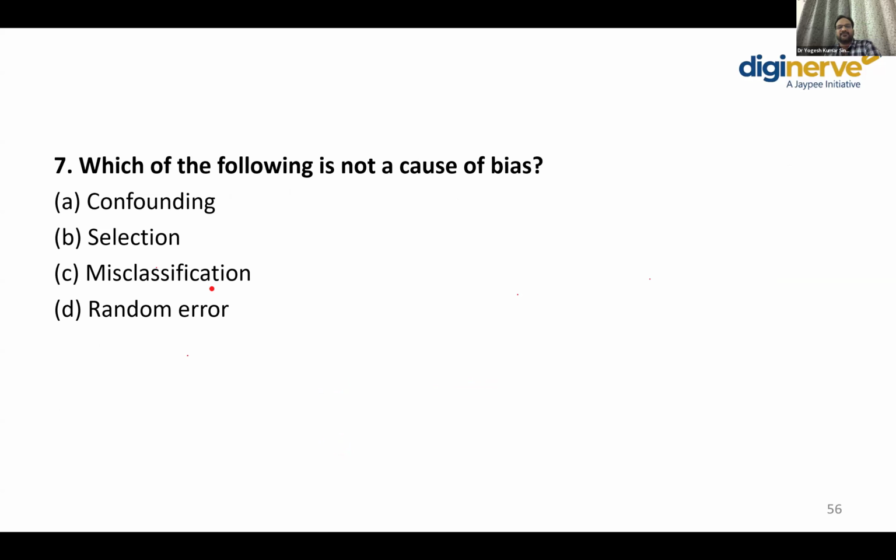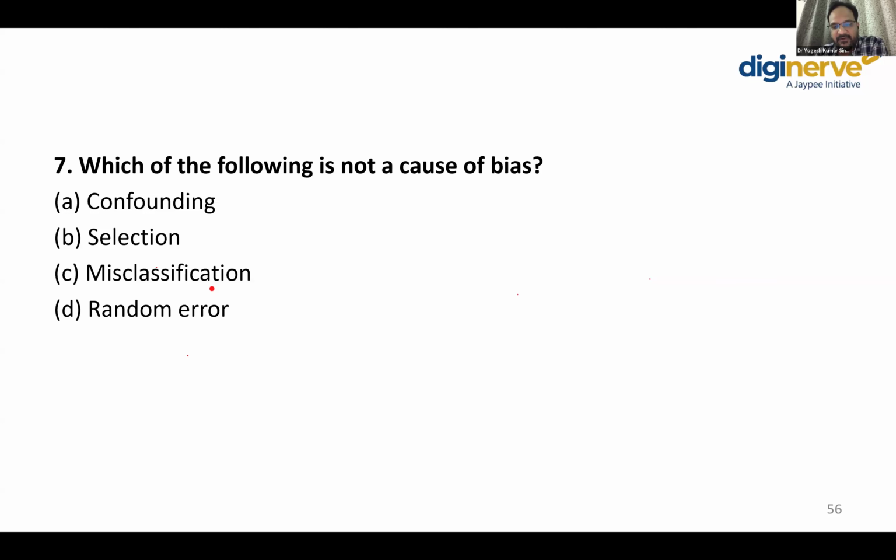Which of the following is not a cause of bias? Sorry, my bad. You all know the answer. We have discussed that there are two types of errors. One is the random error, the second is the systematic error. And systematic errors are called the bias. Random errors are not the bias.